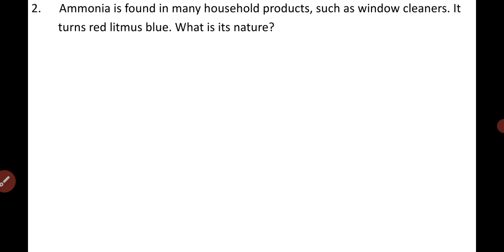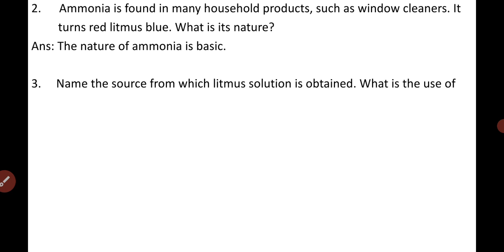So what is its nature? You have to identify it. The answer is: ammonia is basic in nature, because bases turn red litmus to blue. That is why the nature of ammonia is basic. Understood?